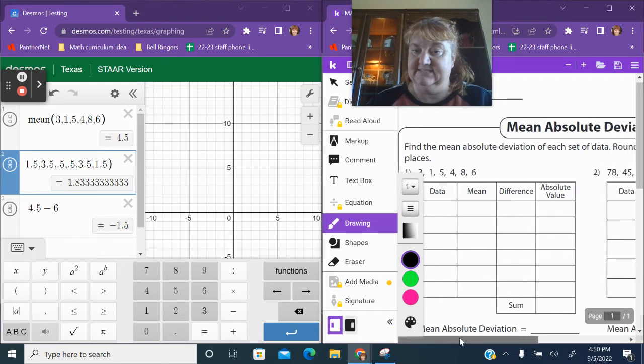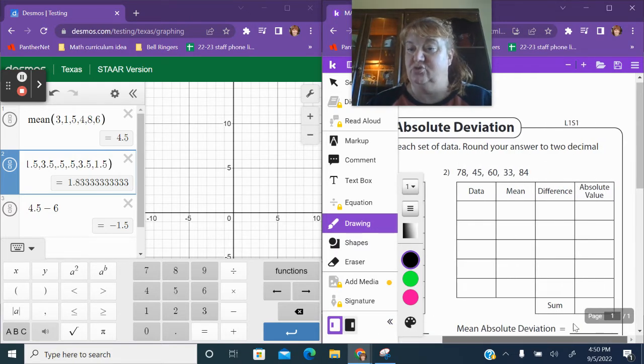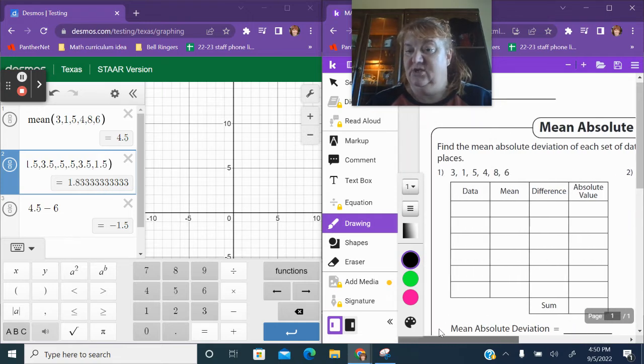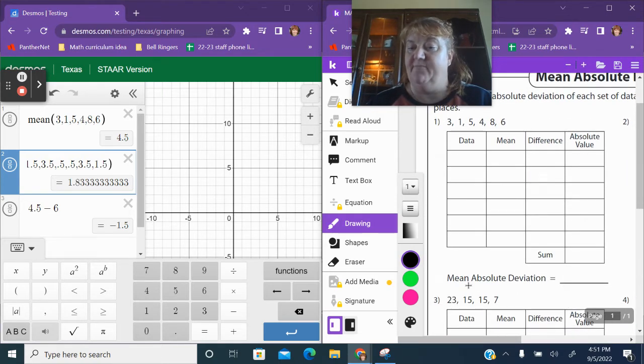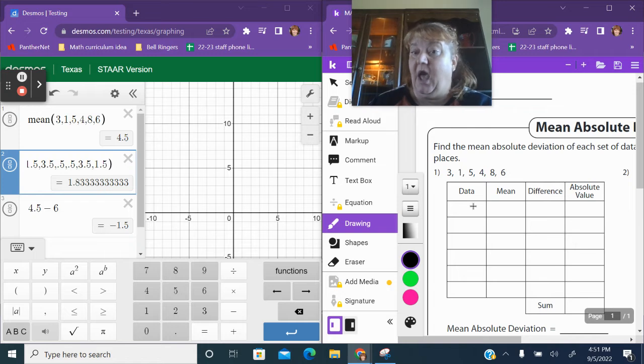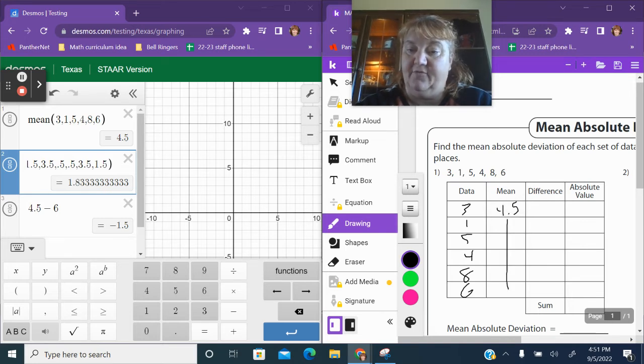1.83. And it says answer to 2 decimal places. So my answer for my MAD is 1.83. So I wouldn't have to do this whole chart. I could put in my data, 3, 1. In fact, let me do that right here. I'm going to use the drawing tool, and I'm going to put in 3, 1, 5, 4, 8, 6. My mean is 4.5 for all of them.